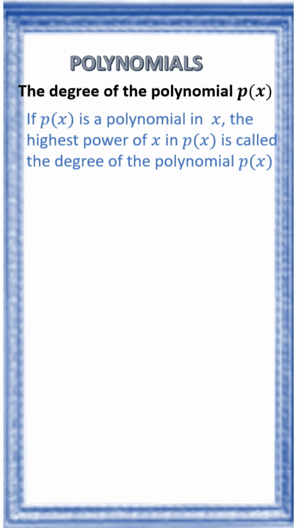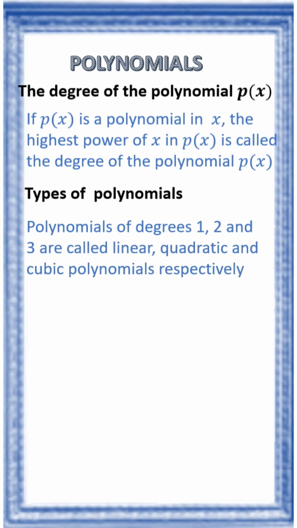This question may be asked for 1 mark or as a multiple choice question. How many types of polynomials are there? Polynomials of degrees 1, 2, 3 are called linear, quadratic and cubic polynomials respectively.